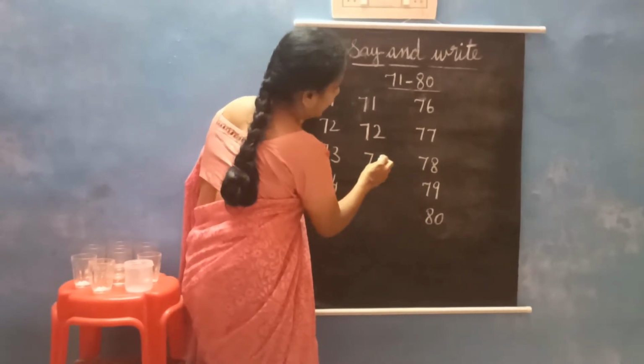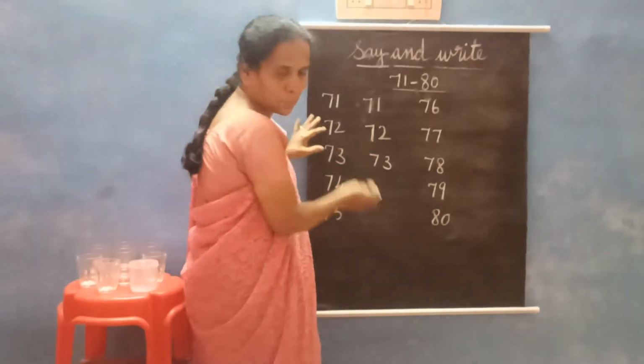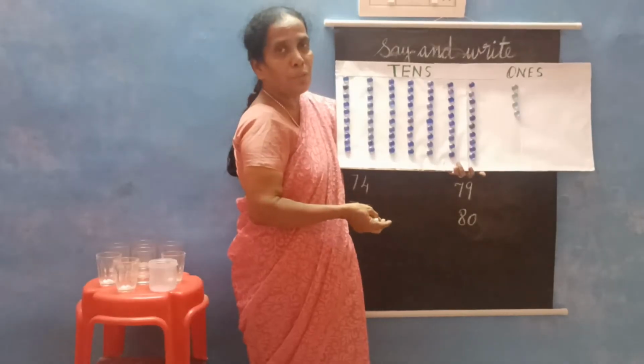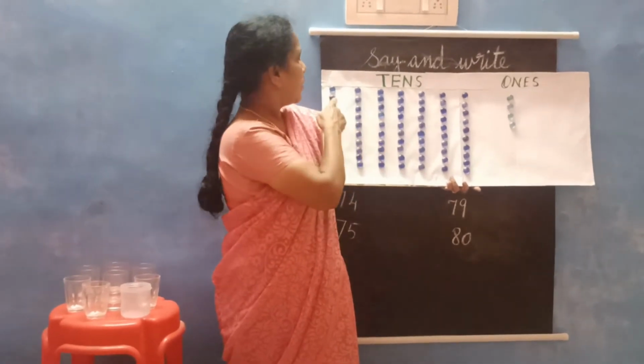7 tens, 3 ones, 73. Now we will see number 74. In 74, how many tens are there? How many ones are there? We will see. Let's count.